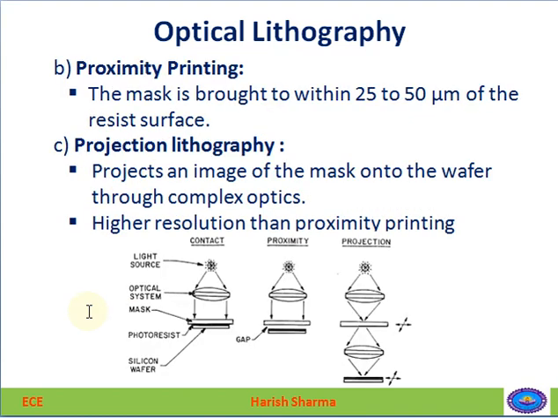Next is proximity printing, where the mask is placed above the photoresist by a distance of 25 to 50 micrometers. It's not touching the surface. It will increase the life of the mask. There will be no pinholes, no scratches, no fractures, but the resolution is not as good as contact printing because of the diffraction of the light through the mask.